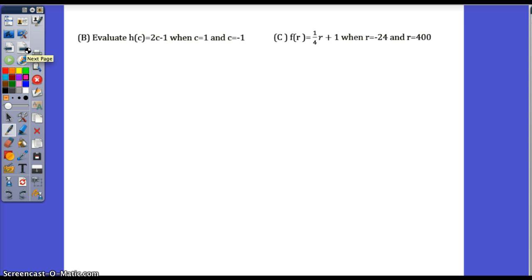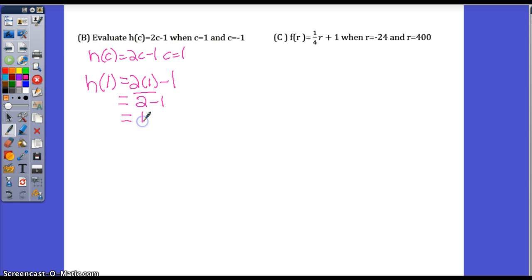Notice this is h of c, and this one is c. So it doesn't matter, we're just plugging in for c. So we're going to do h of c equals 2c minus 1 when c equals 1. So let's substitute 1 in. So we have h of 1 equals 2 times 1 minus 1. And just keep simplifying. Equals, my right-hand side, 2 times 1 is 2 minus 1 equals 1. So my ordered pair is (1, 1).